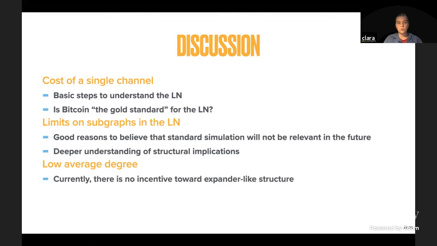Furthermore, the low average degree, the reason we should worry about this is that currently there is no incentive towards expander-like structure. So a low degree doesn't have to be bad, okay? We can have very robust and stable graphs, but we need them to be expanders or something similar. And for now, there is absolutely no incentive that pushes the Lightning Network in that direction. And there is a lot of incentive to create a star-like structure, something which is very centralized. And this is important to think about.